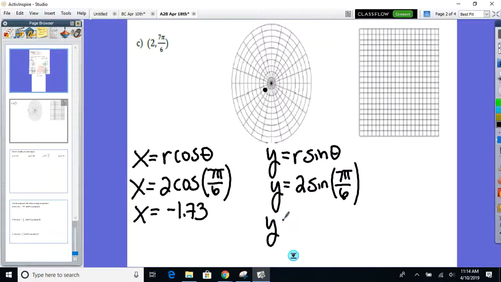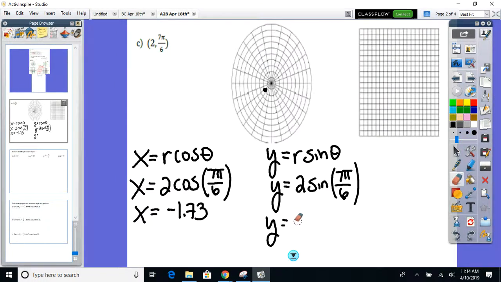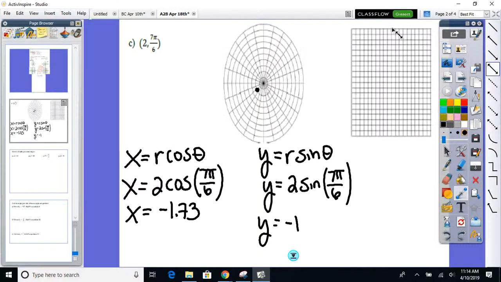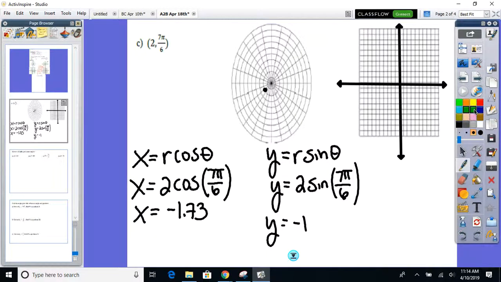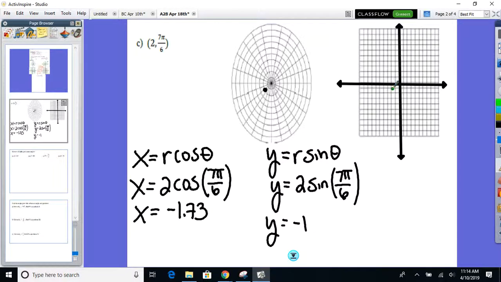What do you get here? What's the y coordinate? Negative 1. Can we get these? Yes? We're getting these, and you can plot them on your XY axes now. That's like a nice little check. It should be in the same spot it is on the polar grid. So if you go negative 1.73, negative 1, yep, we're right around where it is on the polar grid.